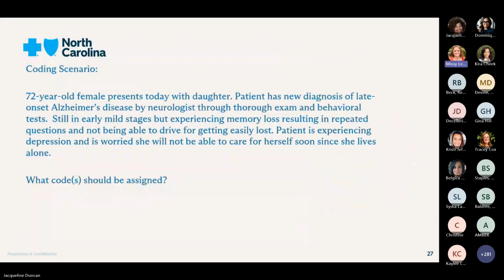Let's try another coding scenario. A 72-year-old female presents today with her daughter. The patient has a new diagnosis of late onset Alzheimer's disease by a neurologist through thorough exam and behavioral tests. Still in early mild stages, but experiencing memory loss resulting in repeated questions and not being able to drive, forgetting easily, getting lost. Patient is experiencing depression and is worried that she will not be able to care for herself soon since she lives alone. What codes should be assigned?